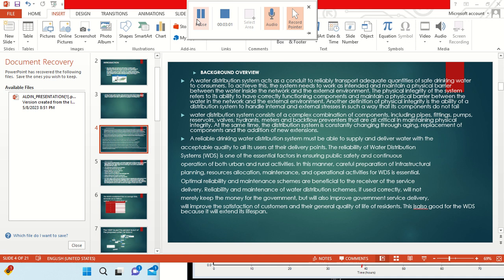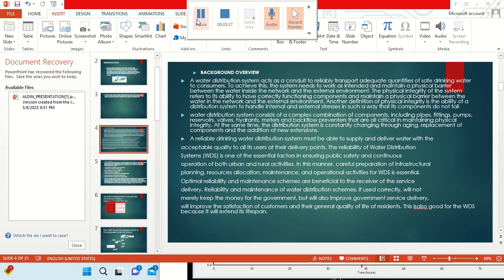Now we'll look at the background overview. A water distribution system consists of a complex combination of components, including pipes, fittings, pumps, reservoirs, valves, hydrants, meters, and backflow preventers that are all critical in maintaining physical integrity.